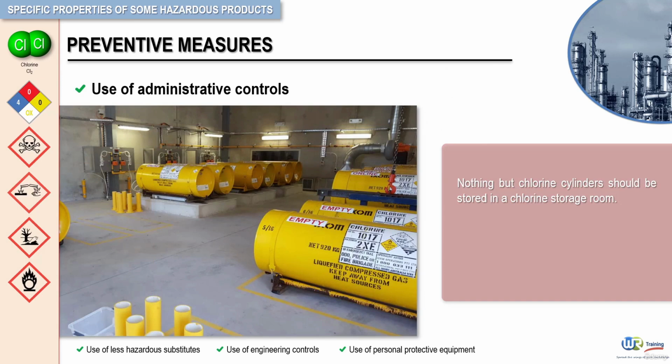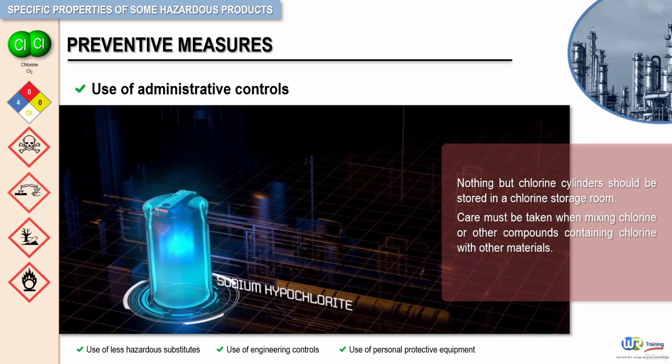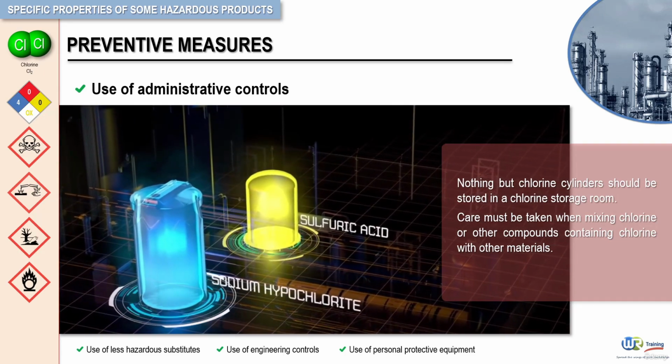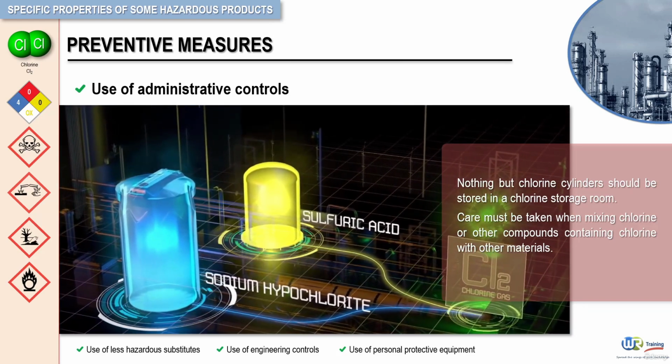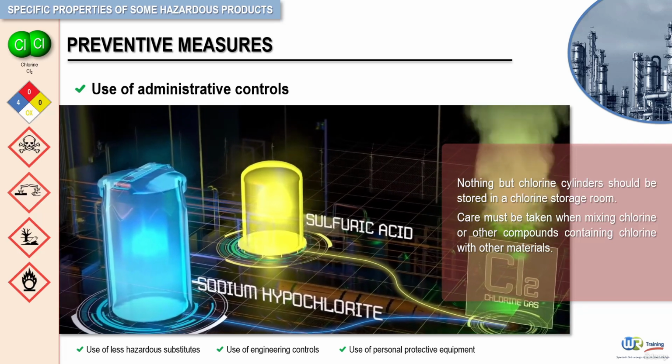Keep in mind, nothing but chlorine cylinders should be stored in a chlorine storage room. Compounds containing chlorine should not be stored with other chemicals. In addition, care must be taken when mixing chlorine or other compounds containing chlorine with other chemicals. In this regard, a chlorine gas release occurred at a chemical facility a couple of years ago when sodium hypochlorite was inadvertently mixed with sulfuric acid, resulting in a chlorine gas release.